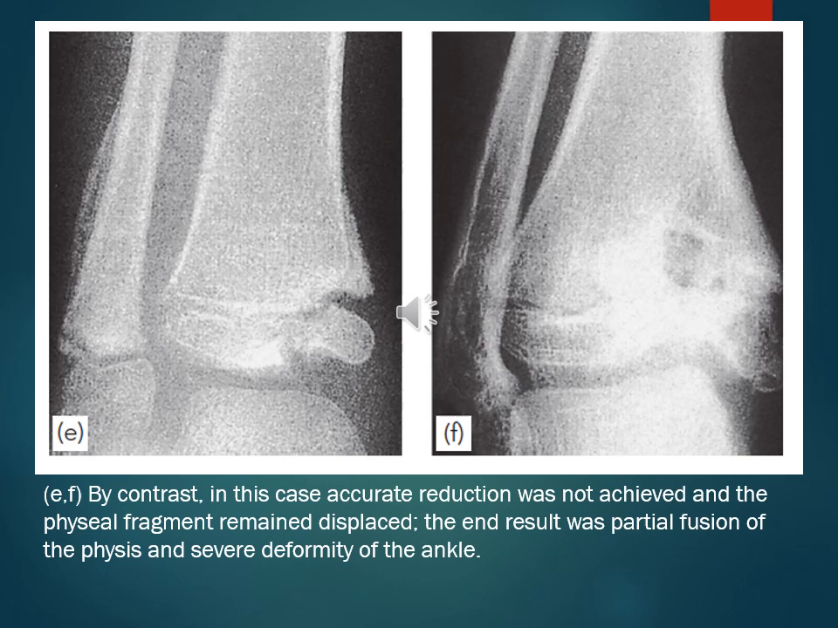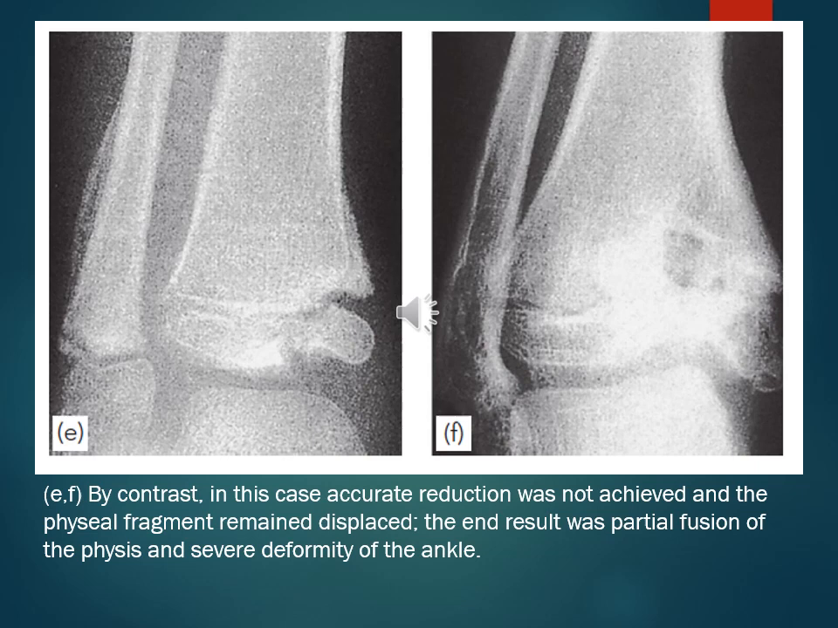You can see that the growth plate is visible on the lateral side, but it's not visible on the medial side because the epiphysis has fused with the metaphysis. This can lead to an asymmetrical growth of the distal tibia. So the lateral part will grow, and the fibula will also continue to grow. This will lead to a varus deformity of the distal tibia, which can cause problems with walking.